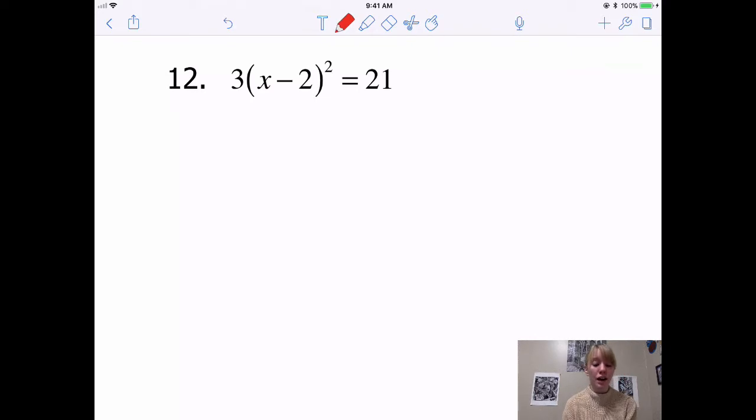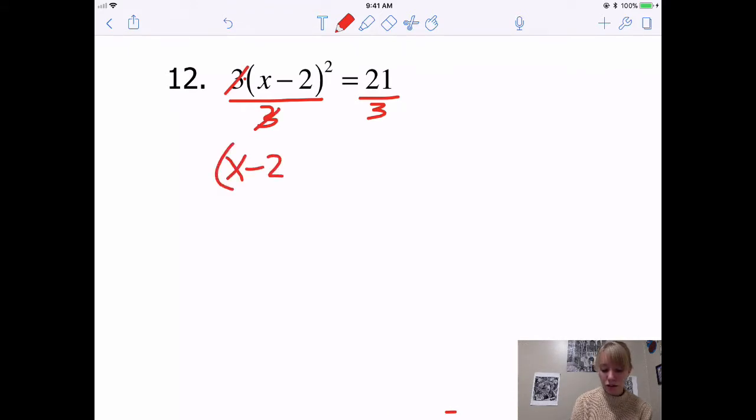Moving right along, number 12 is also parentheses around my x minus 2, so I can't do anything with that yet. I've got to look at the fact that 3 is multiplied by this parentheses, so I can divide both sides by 3. I'm left with x minus 2 squared is equal to 7.